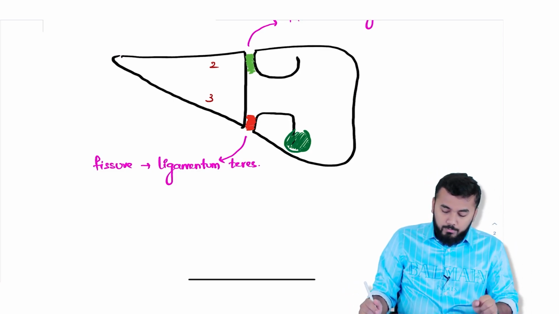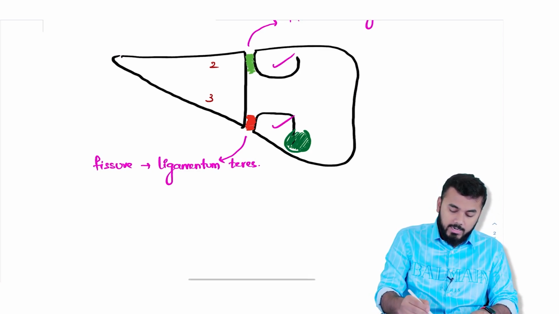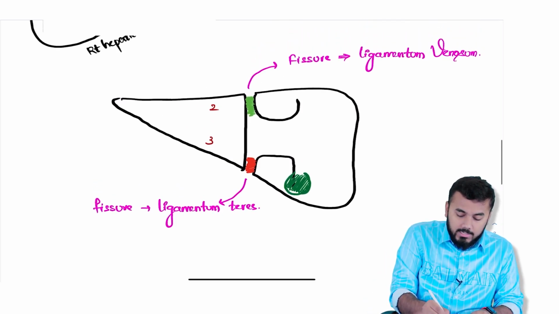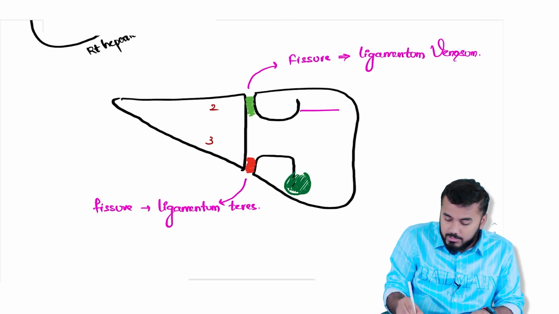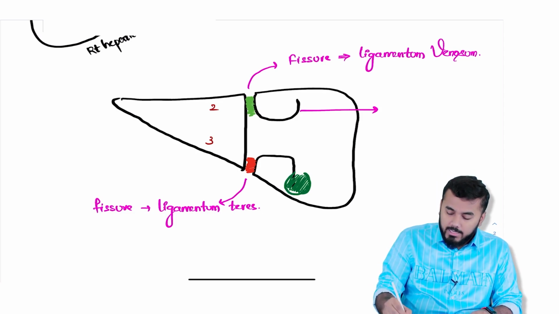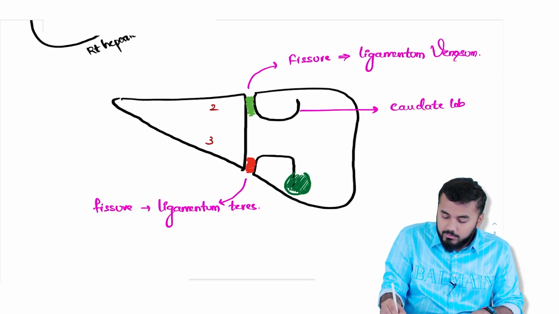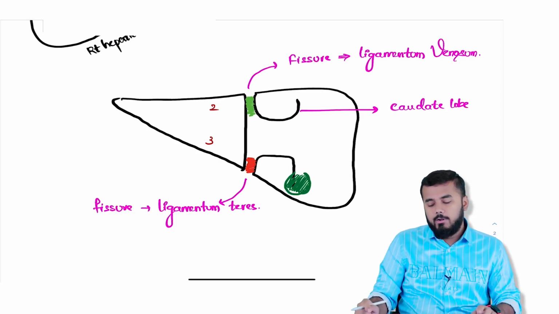Okay, now what are these two lobes which you can see here? This is one lobe over here, this is the second lobe. Now one lobe, this particular one, looks like a comma shape, right? That is why you call it the caudate lobe. Caudate lobe, don't confuse it with quadrate lobe. Quadrate is quadrangular, right? This is caudate lobe.